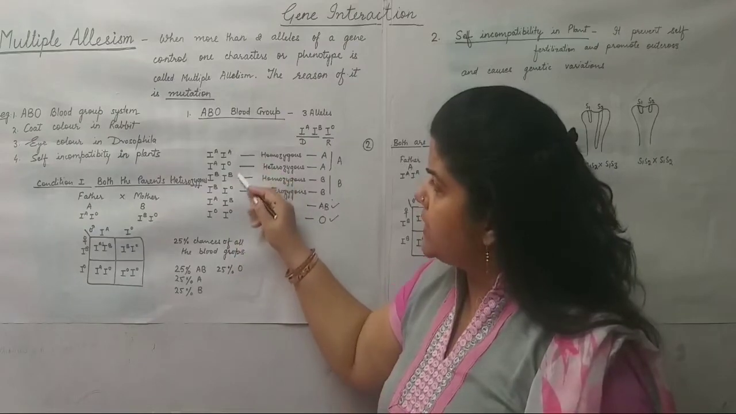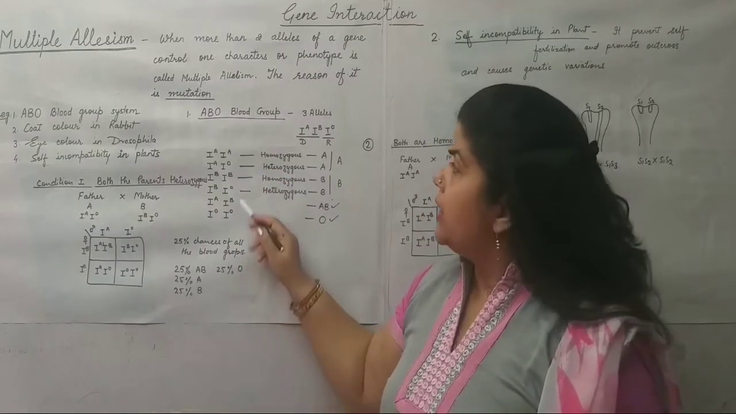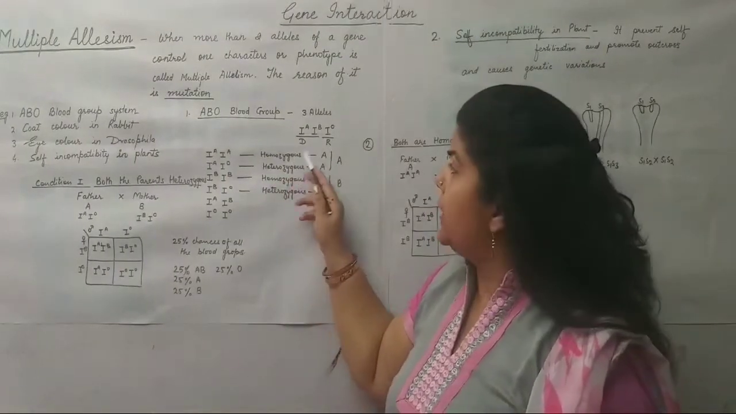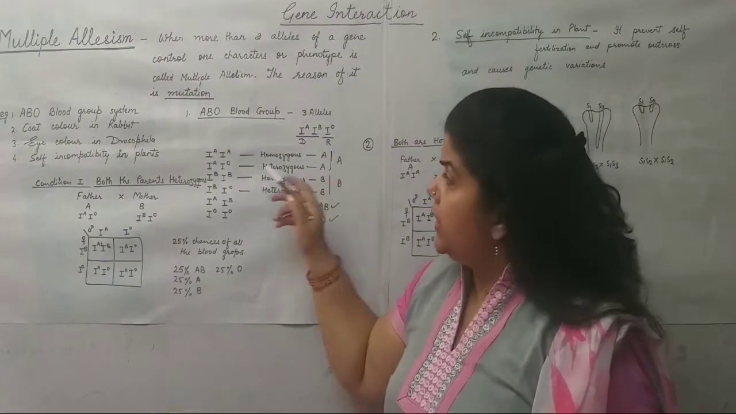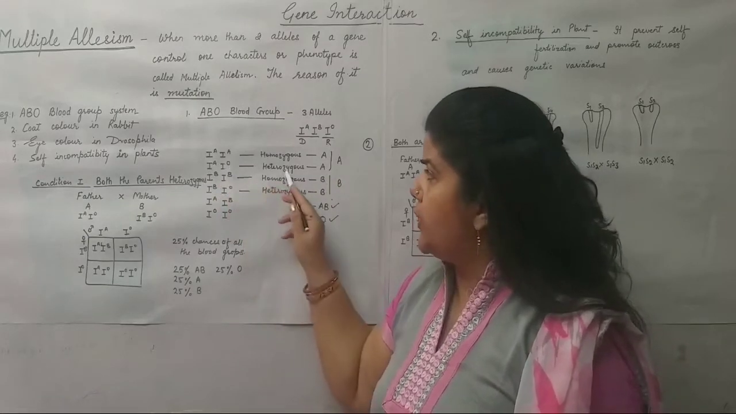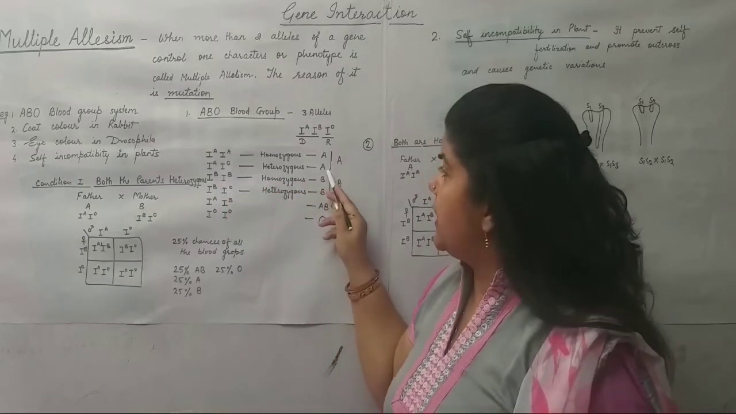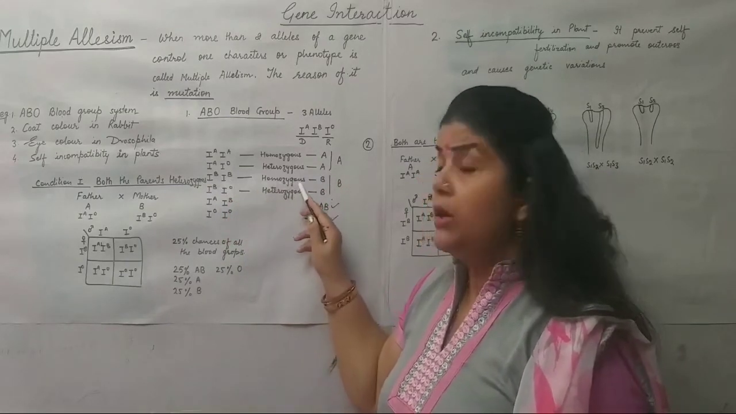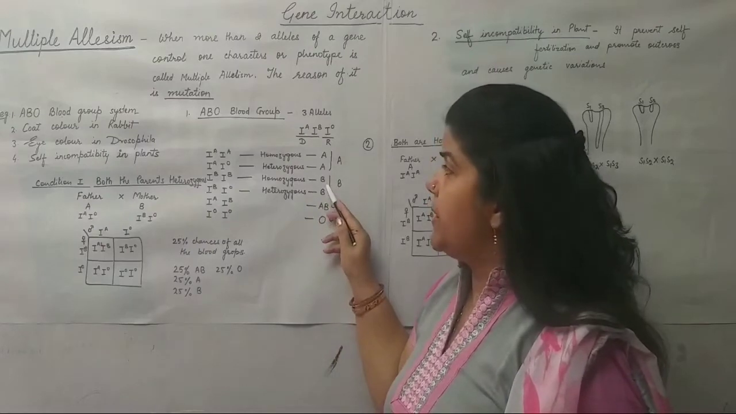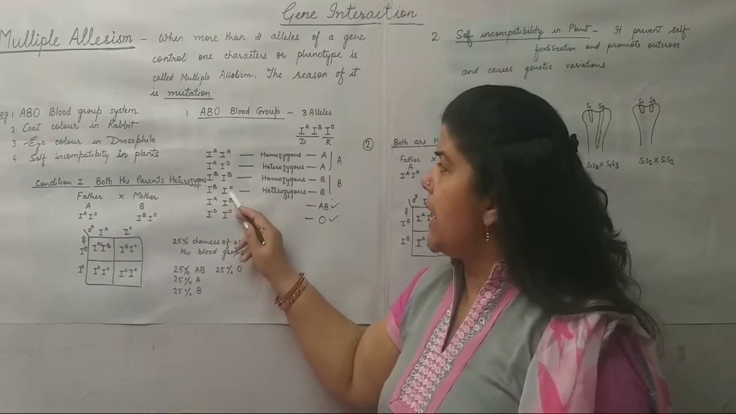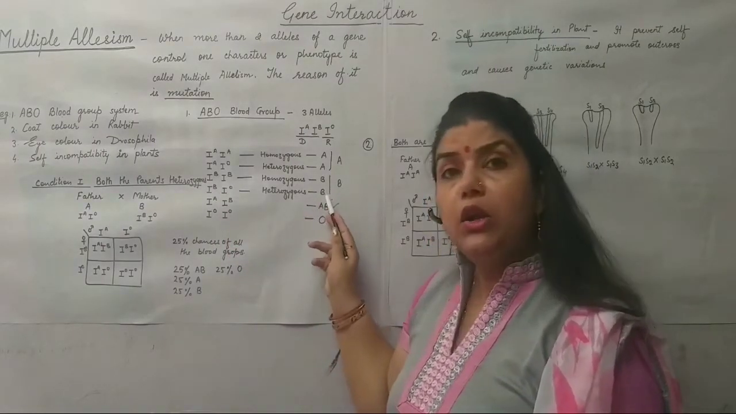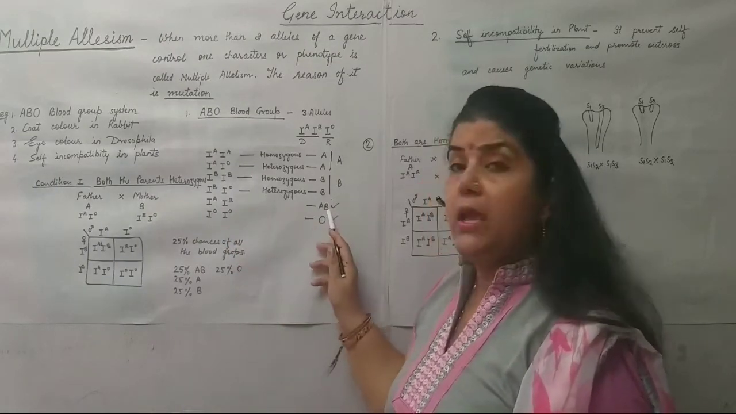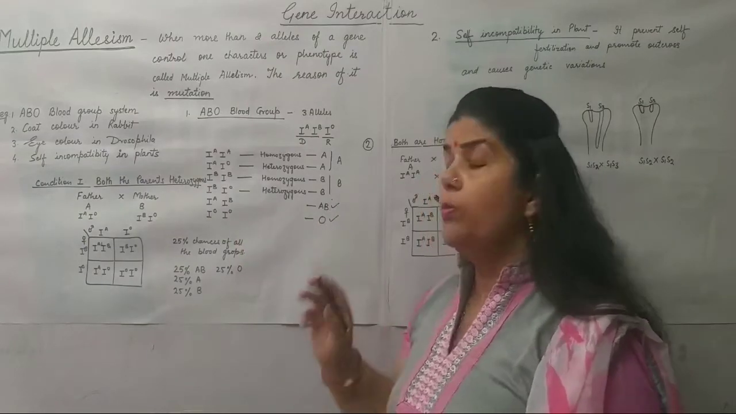So they form six possibilities, in which IA IA is homozygous and forms blood group A. IA and IO is a heterozygous condition and it again gives blood group A. IB and IB is again homozygous and represents blood group B. IB and IO is heterozygous and also forms blood group B. IA and IB form the AB blood group, and IO IO forms the O blood group.